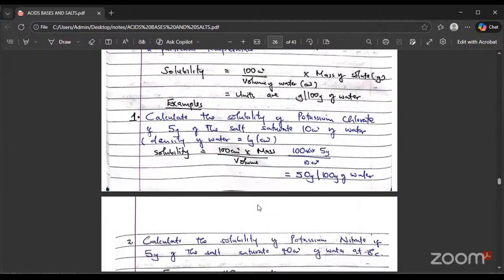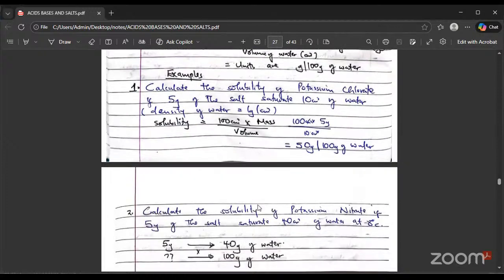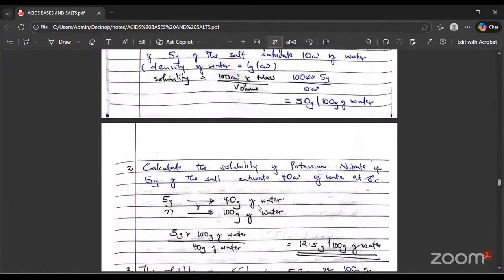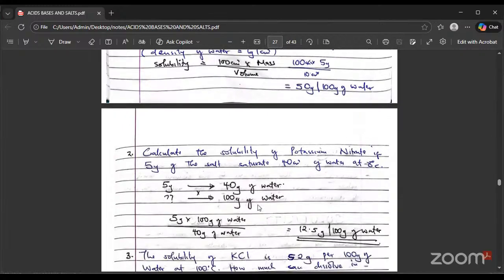So we continue, and then we say calculate. Now, it is a different question, but the same thing. So sometimes how the question is tested or how the question comes out could be a little bit different, but it is okay. So, calculate the solubility of potassium nitrate if 5 grams of the salt saturates 40 centimeters cube of water at 8.